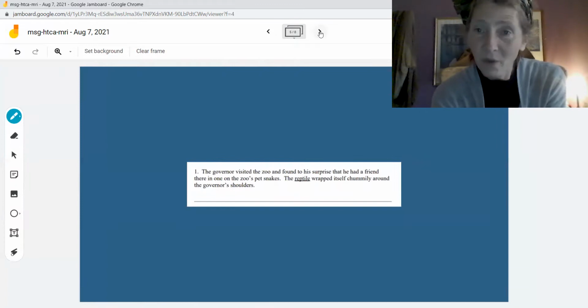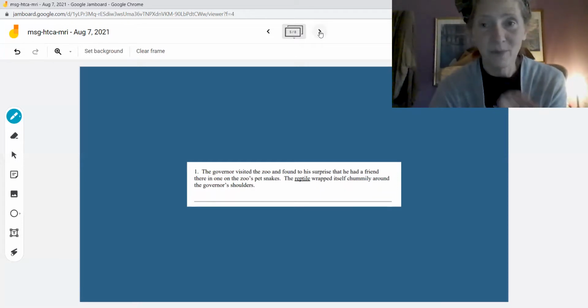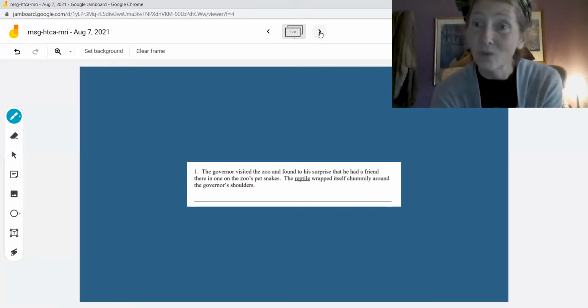So what we're going to do now is go through some examples and try to define the word in question as best we can. Now, again, you don't have to have a perfect dictionary definition from your context clues. You just need to have a good idea of what the word means. Okay. So we're going to look at the first one.